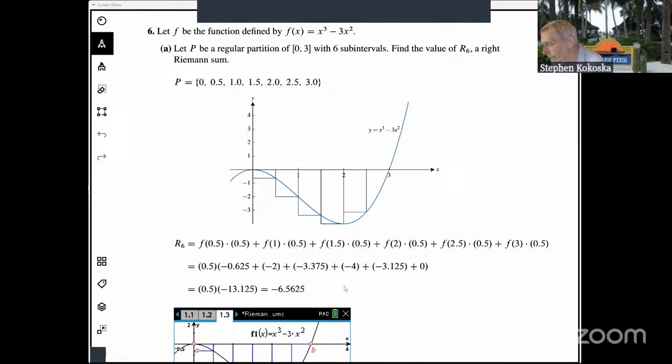Okay, let's see if we can find a right Riemann sum for this partition. So we go into each subinterval, we evaluate the function at the right-hand endpoint multiplied by the width of each subinterval. Again, in this case, each of the subintervals has equal width, 0.5. And I added them all up and I got a minus 6.565. So I have a picture of the rectangles there. I wonder what happened. I don't see a rectangle from like 2.5 to 3. What happened to that rectangle?